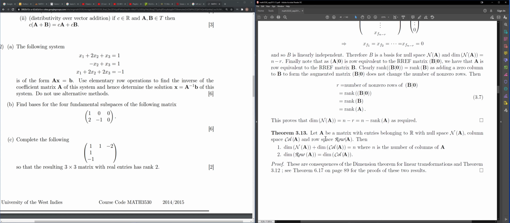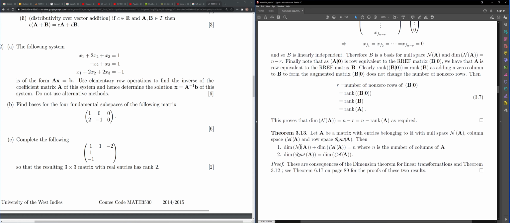We saw how to get a basis for the row space of A, and we just saw how to get a basis for the column space of A. Because I know how to get a basis for each of these, it means I know how to get the dimensions of them. And in some cases, I have a more direct formula for getting the dimensions.